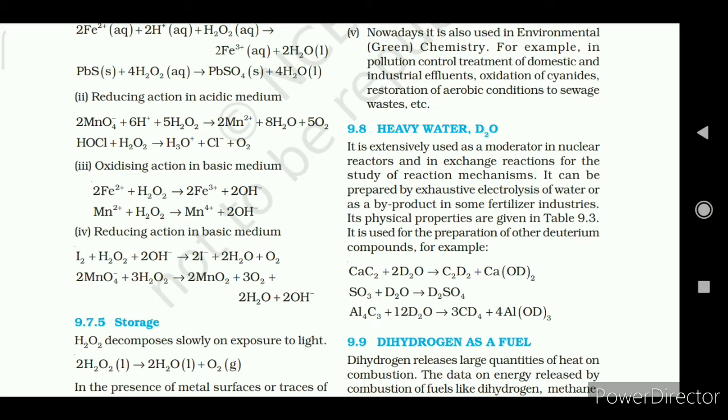9.9. Dihydrogen as fuel. Combustion. The data on energy released by combustion of fuels like dihydrogen, methane, LPG, etc. are compared in terms of the same amounts in mole, mass and volume, as shown in Table 9.5. From this table, it is clear that on mass basis, dihydrogen can release more energy than petrol. However, pollutants in combustion of dihydrogen will be less than petrol.